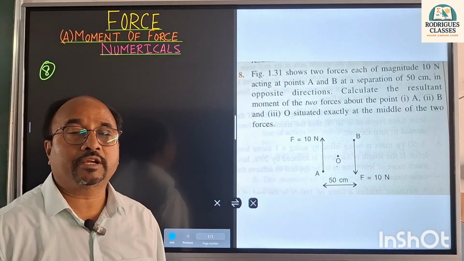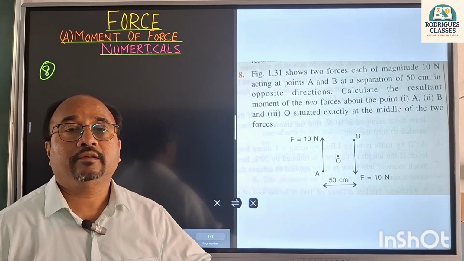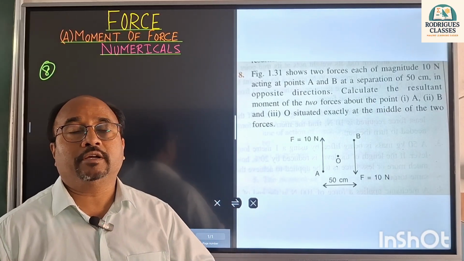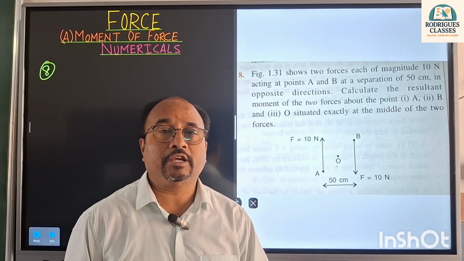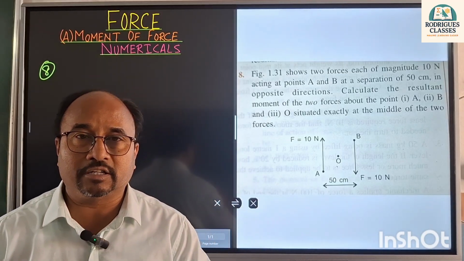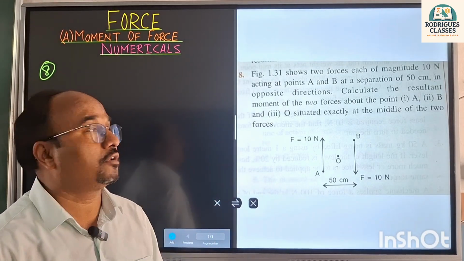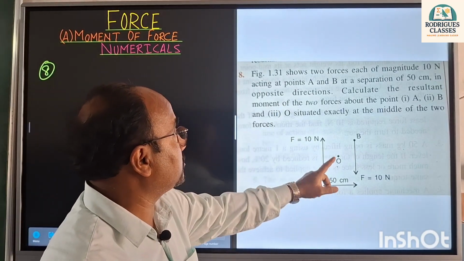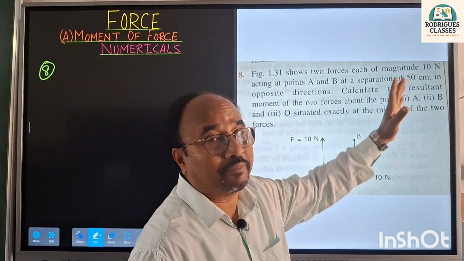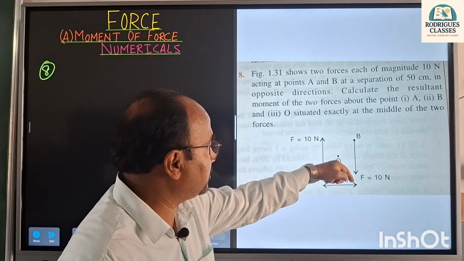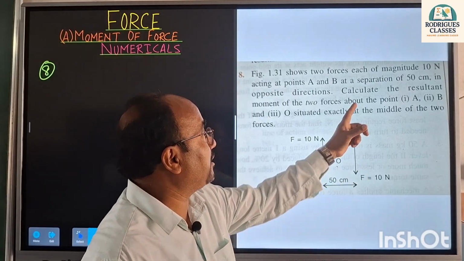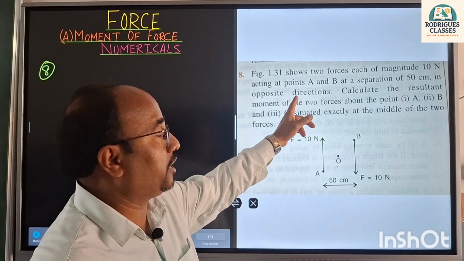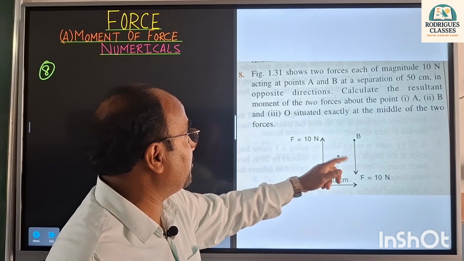Coming to the next numerical, it's a very important numerical and it tests your concepts, whether the point of application of the force and the perpendicular distance which should be taken is clear or not. So follow the question. This is the figure, which shows two forces each of magnitude 10 Newton. You can see at both the places 10 Newton, at the points A and B, separated by 50 centimeter. They are acting in opposite directions, that can be noticed.